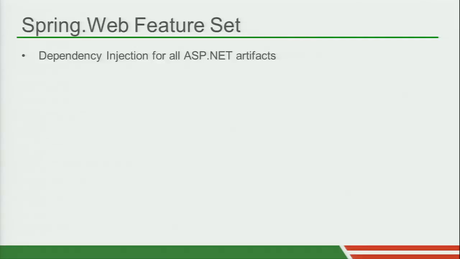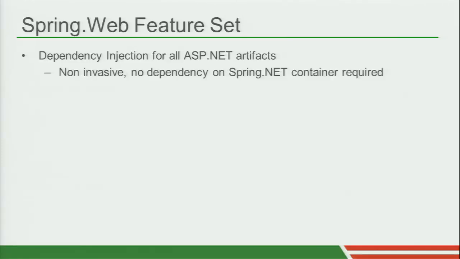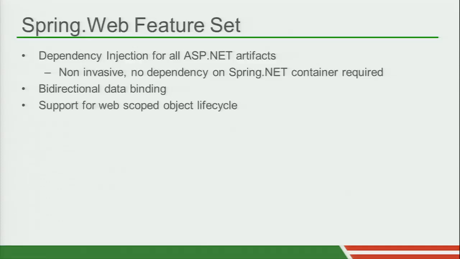That's important. So, for example, we support injecting user controls into your page, right? Just as an example. When we say all ASP.NET artifacts, we mean that, not just pages and content areas, but also things like user controls. This is non-invasive. There's not a direct dependency on the Spring.NET container required, although very much like the aspect-oriented approach, you benefit greatly when you take this dependency as well as the DI part of the container to do the work. We offer bidirectional data binding.